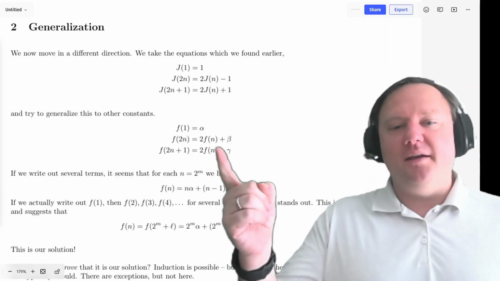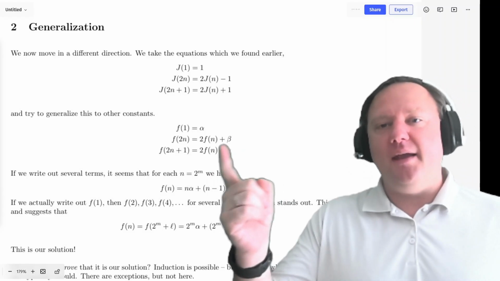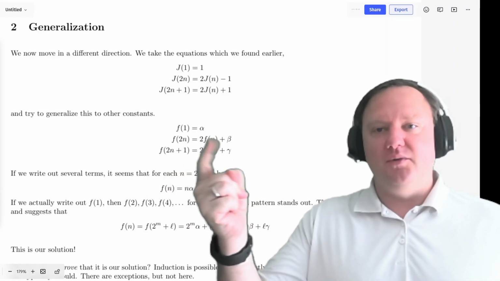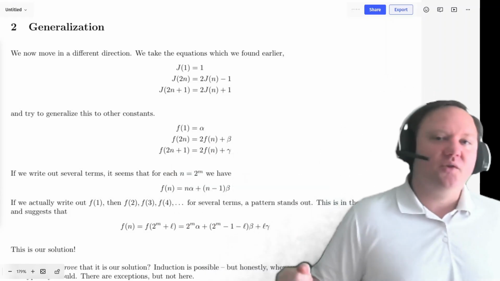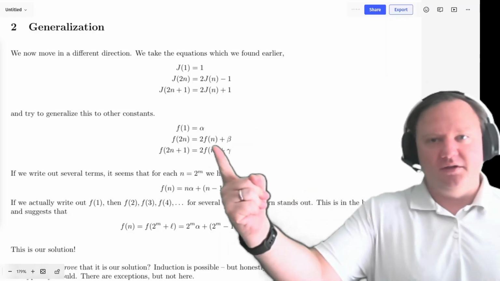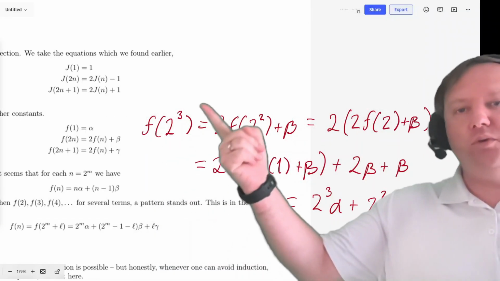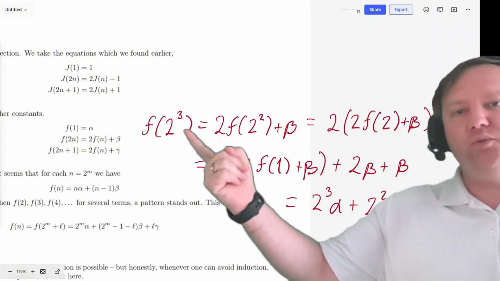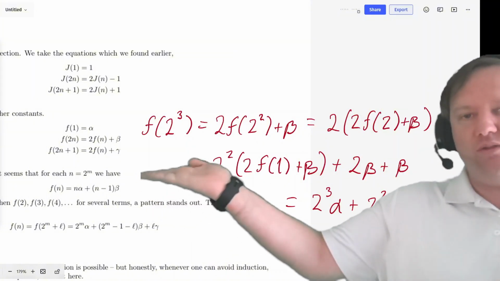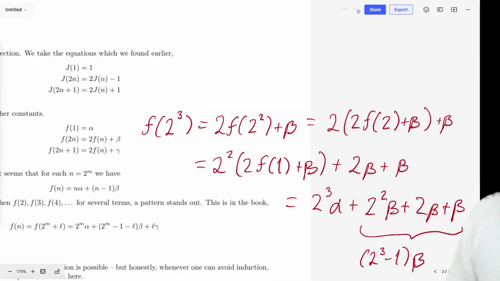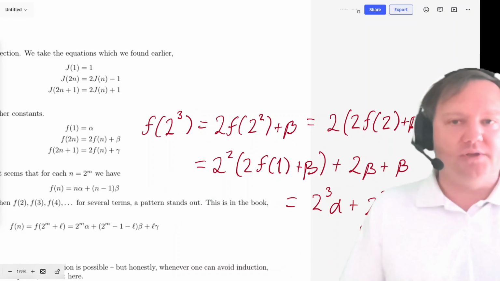But there's going to be a complication with this beta, because when you expand f of n a second time, you're going to get 2 times another term beta. Let's actually write out an example just to make sure that it's clear what I'm getting at here. So let's look at the example of f of 2 to the 3. That's a power of 2 with m, as I've been describing elsewhere, set equal to 3, just as an arbitrary demonstration to get a sense of what's going on.